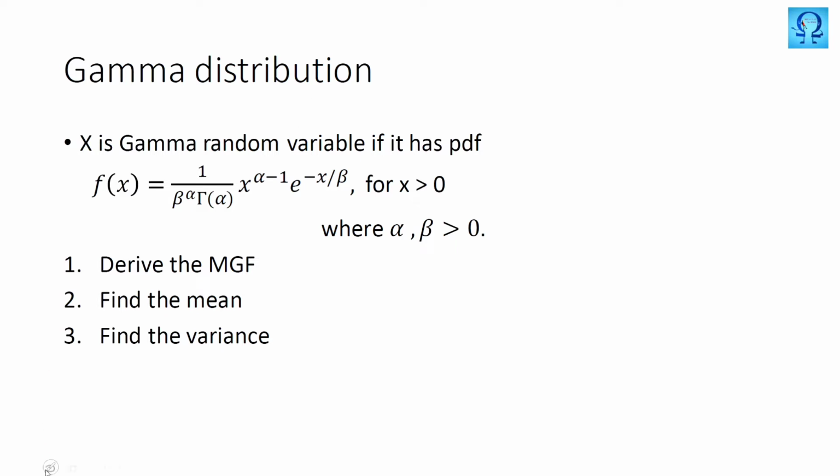Okay, so if x is set as a gamma random variable, then it must have this PDF, or if a random variable has this probability density function, then the corresponding random variable is known as a gamma random variable. As I mentioned in one of the previous videos, whenever we study some new distribution, it is always better to derive the mean, variance and MGF by ourselves. So let us do that now.